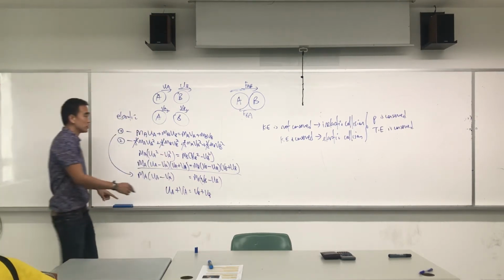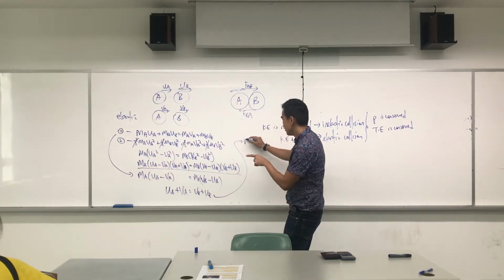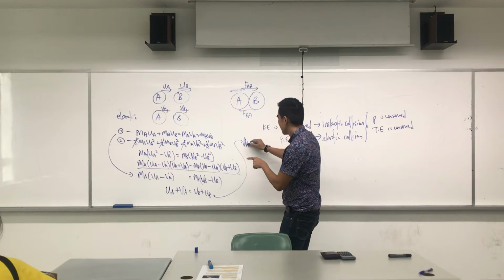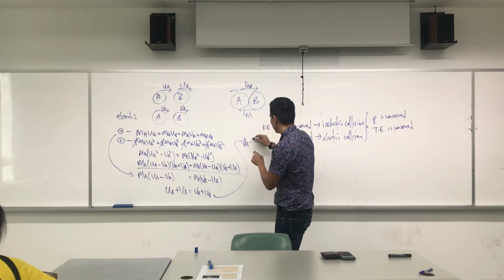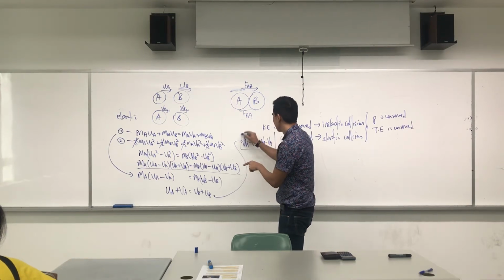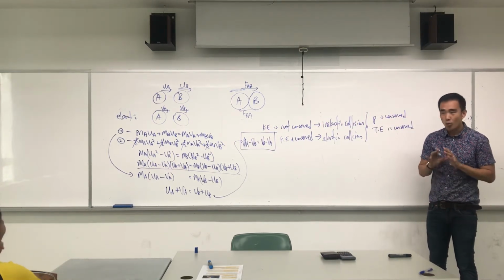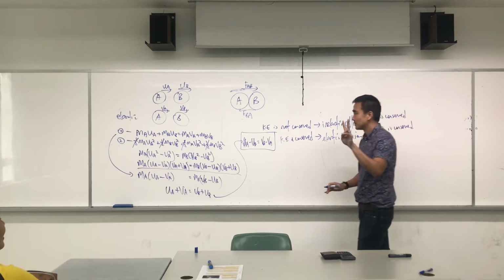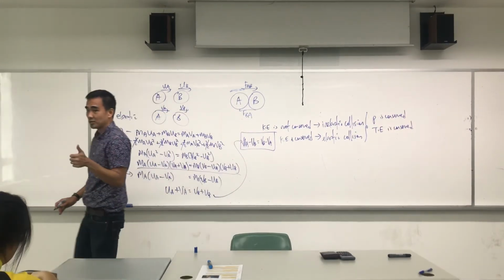And if I rearrange the equation, then you see that it will become UA minus UB equals VB minus VA. This equation is only satisfied, two very interesting things, it's only satisfied by elastic collision.